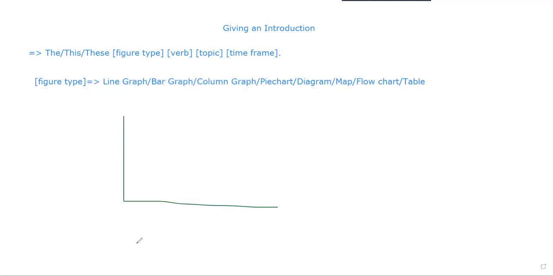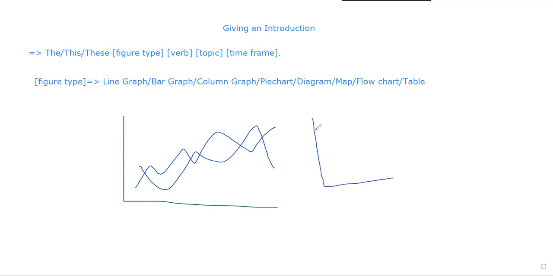Okay, so now let's say you are given something like this. What would be the figure type for this one? Can anyone tell me? Is it flow chart? No, this is a line graph. Exactly, this is a line graph. Then this is a bar graph. If it is vertical, this is a column graph.